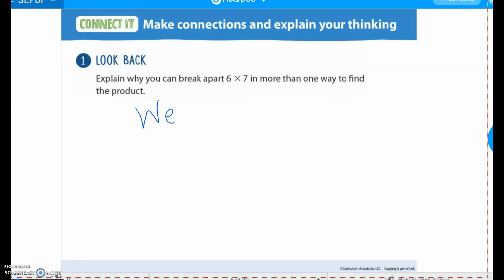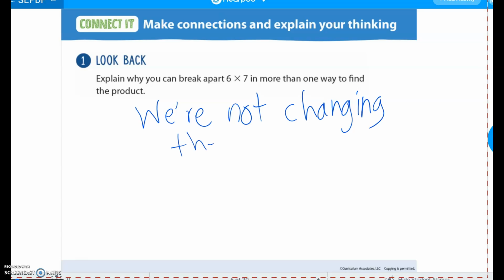So for number 1, you would write, we're not changing the total. We're just changing how we count them. We're not changing the total. So go ahead and hit pause while you write that.